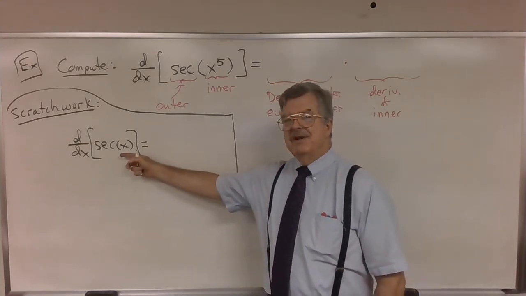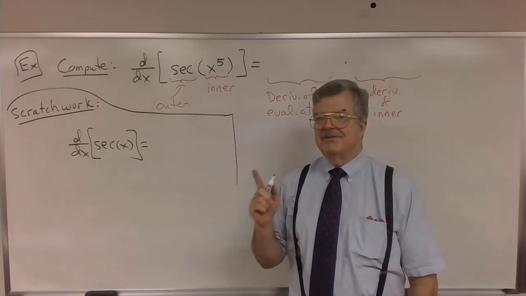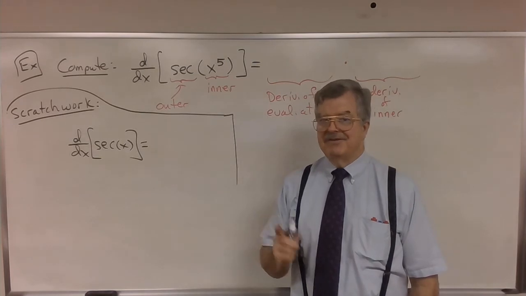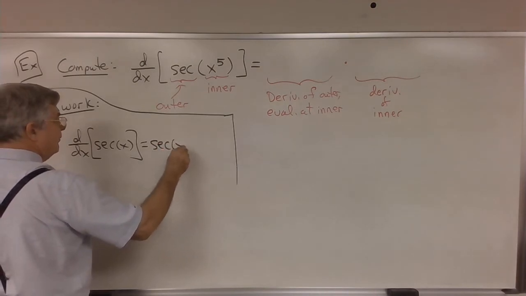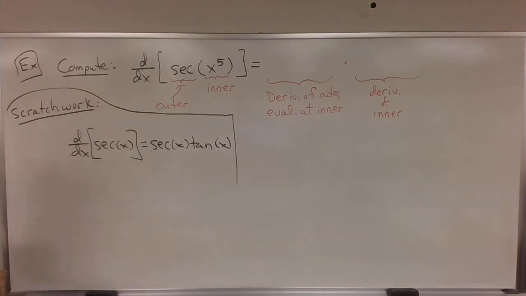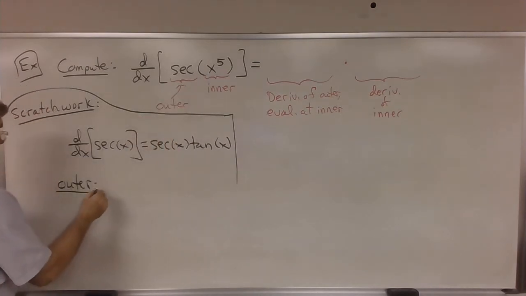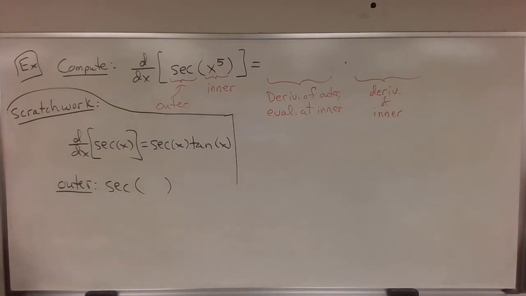So, do we know the derivative of secant of x? See, it's secant of x times tangent of x, isn't it? So let's write that down. Now, our outer function is secant evaluated at something. That's the outer function. And we want the derivative of the outer function.